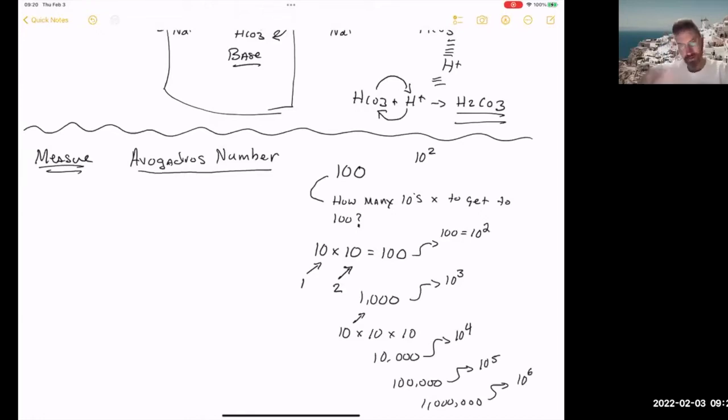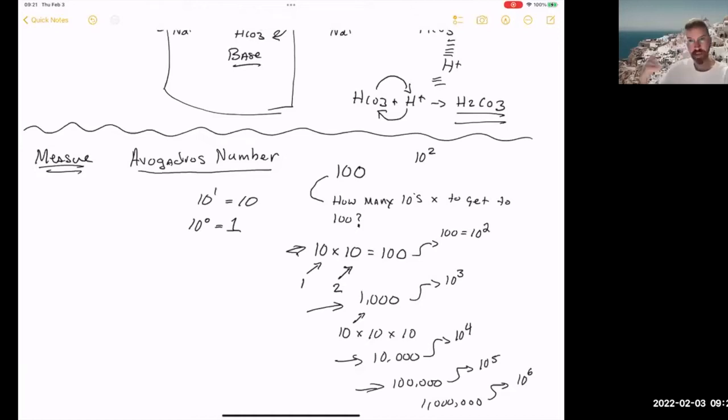So every time I multiply by another 10, I get 10 times larger, right? So 1,000 is 10 times larger than 100, 10,000 is 10 times larger than 1,000, and 100,000 is 10 times larger than 10,000, all right? So 10 to the 2, 10 to the 3, 10 to the 1, right? 10 to the first power is just 10, because you just have 1 ten. And then, interestingly enough, 10 to the 0 power equals 1.